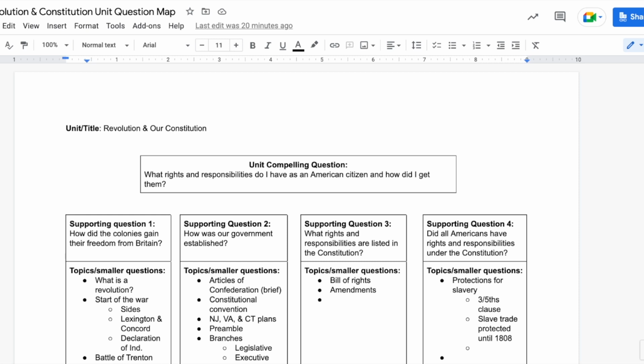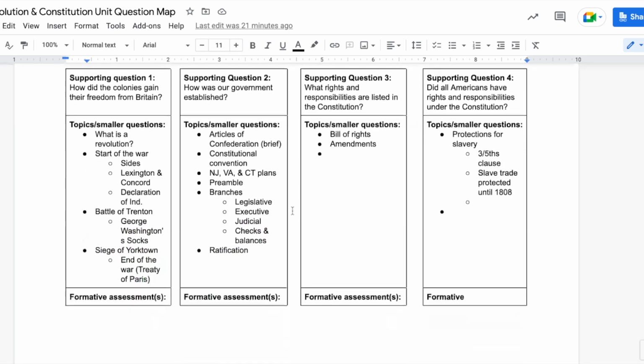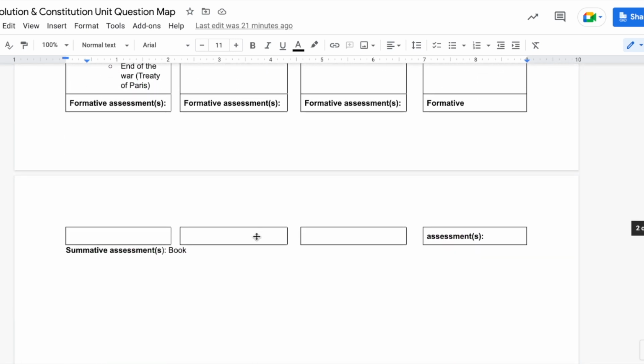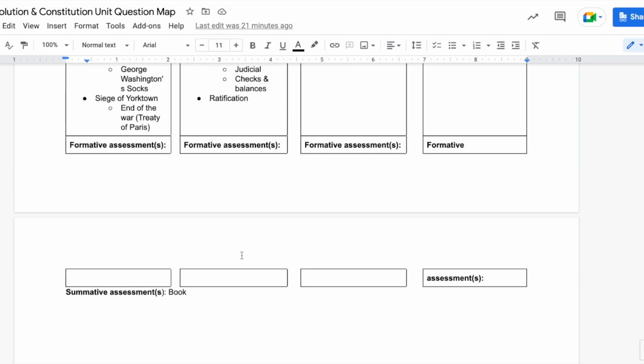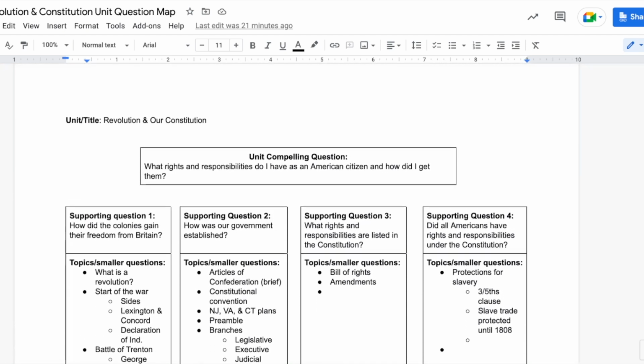the compelling question. The unit plan is set up in a way that follows the question map, with lessons surrounding the compelling question, then supporting question 1 followed by a formative, supporting question 2, a formative, and so on, until you get to the summative assessment, which may or may not be listed in the unit plan depending on the style.